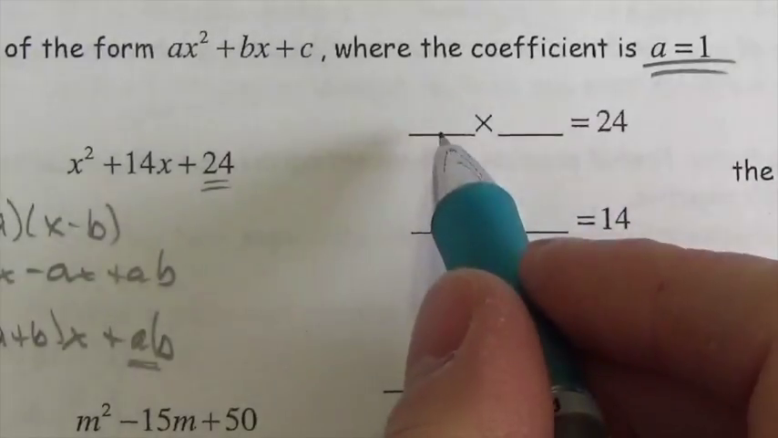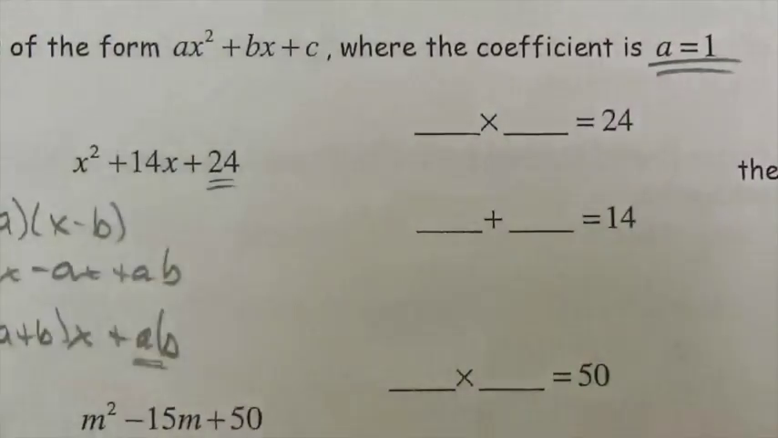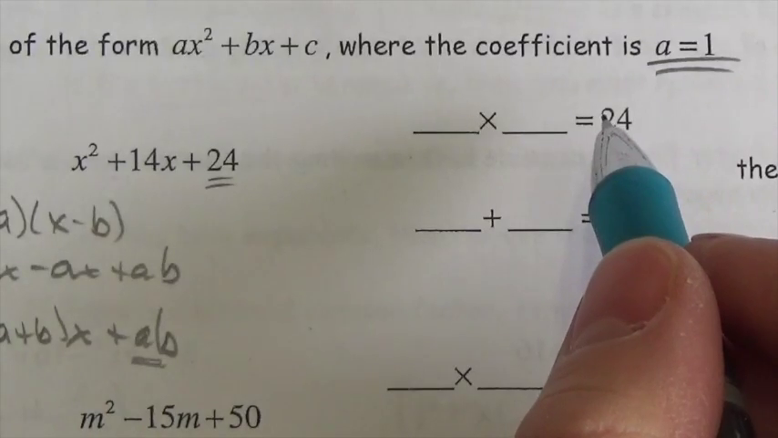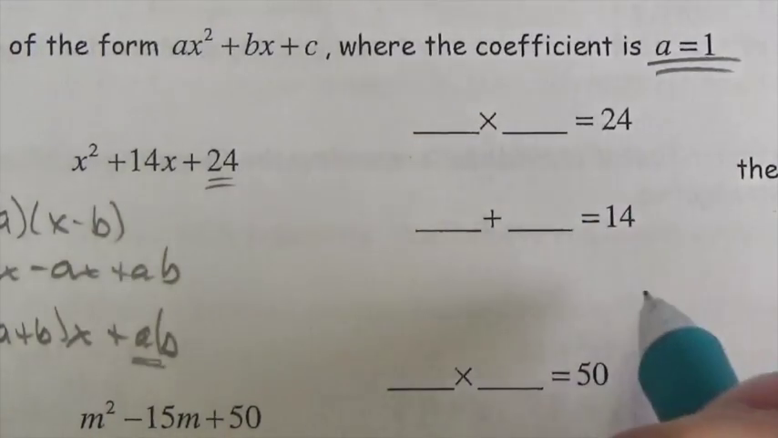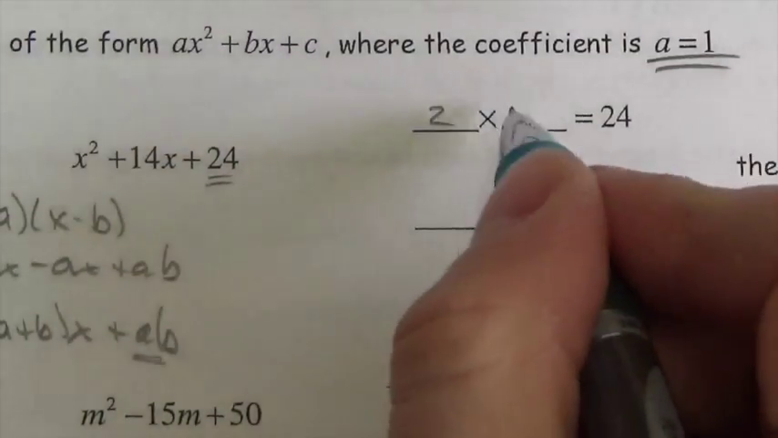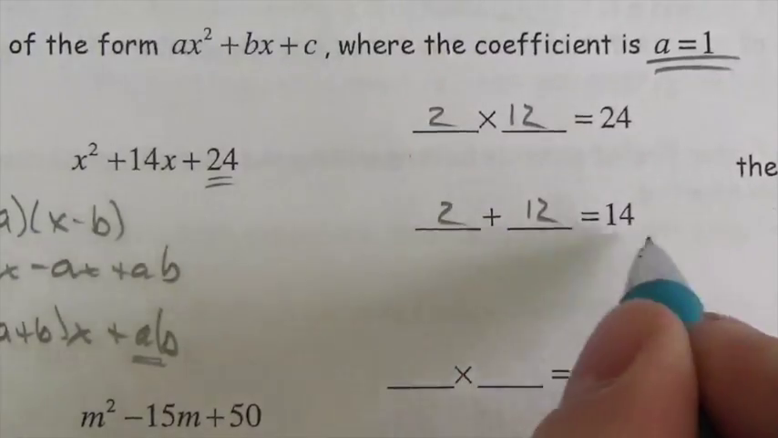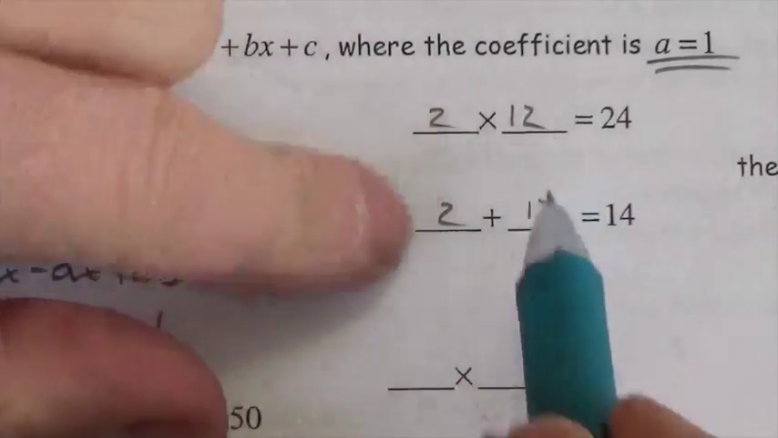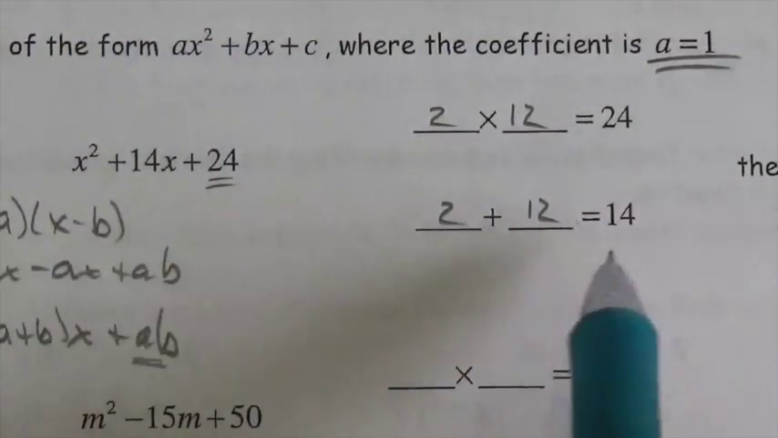Now, you just run through factors of 24. Most of us jump immediately to 4 and 6, but 4 and 6 won't add to 14. So then you have to start thinking about other ones. 3 and 8 gets you 11, but 2 and 12 will get you 14. So that same pair of numbers here and here will actually add up to 14.